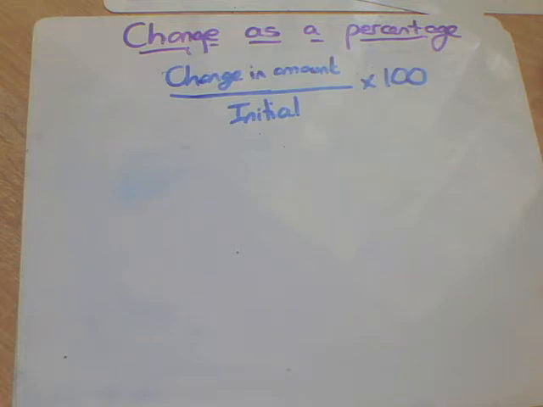So the formula we're going to be using is this one. It's the change in amount divided by the initial amount of money, or whatever it is you've got, multiplied by 100. We're going to use that formula, so make sure you've got that noted somewhere. You're going to want it. Let's apply that to some questions then.